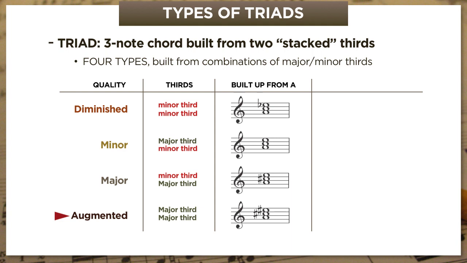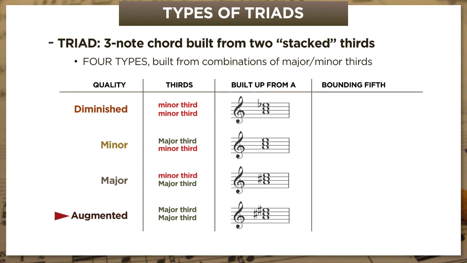Now, the reason I've ordered them like this is simple. As we move down the list, we get each new triad by raising one note in the previous chord by semitone. So if we start with A diminished, and we raise that top note E flat to E natural, we get A minor. And looking ahead, you can see if we take that C, raise it by semitone, we get A major. And once again, we raise the top note, E becomes E sharp, and we get augmented.